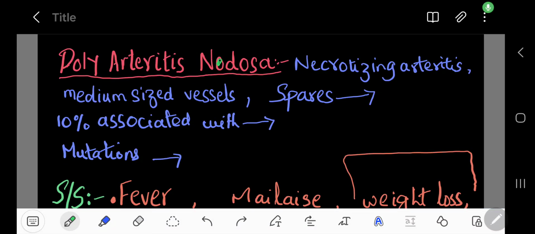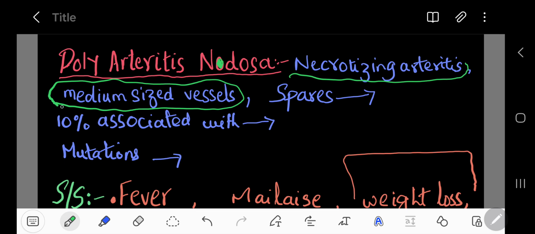Discuss polyarteritis nodosa. Polyarteritis nodosa is a necrotizing arteritis, that is, a medium-sized vessel vasculitis that involves almost all medium-sized vessels of the body except in the lungs. So it is a systemic condition that involves multiple organ systems of the body.